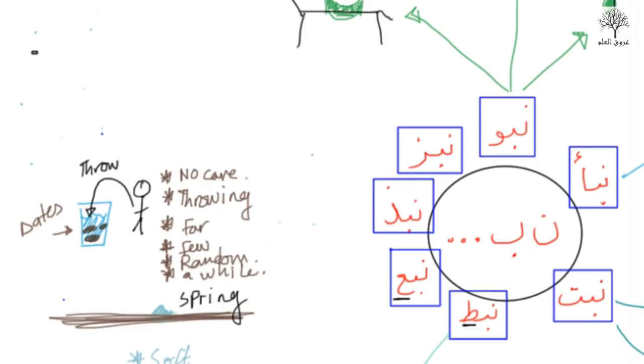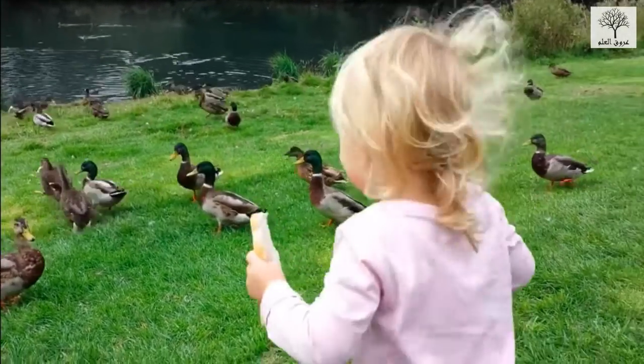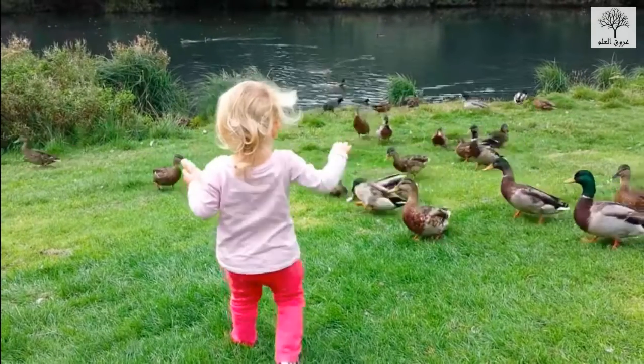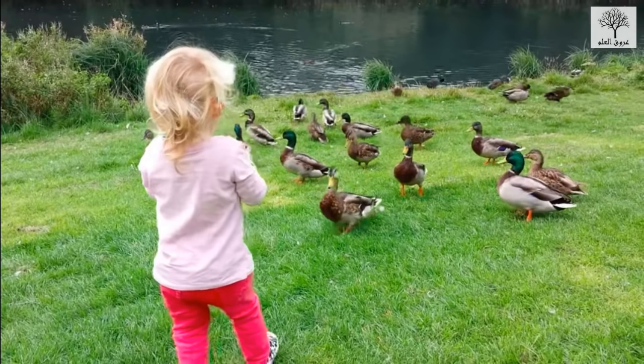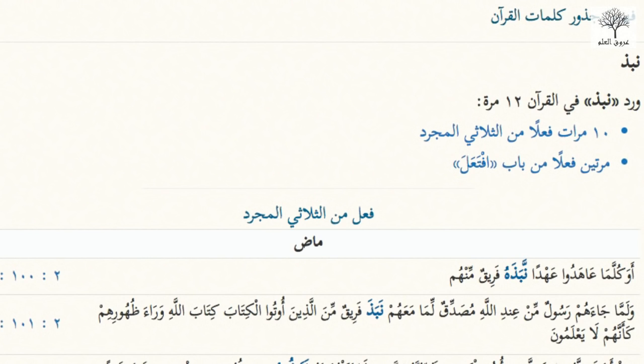Okay, because nabidh has to stay in the water for a while for the juices to disperse in the water. Anyway, here's an example. Nice little girl. She's throwing. See that random throwing. Oh, she's throwing random pieces of bread at the birds. Okay, so that's an example of that. Right, so nabadha is done.